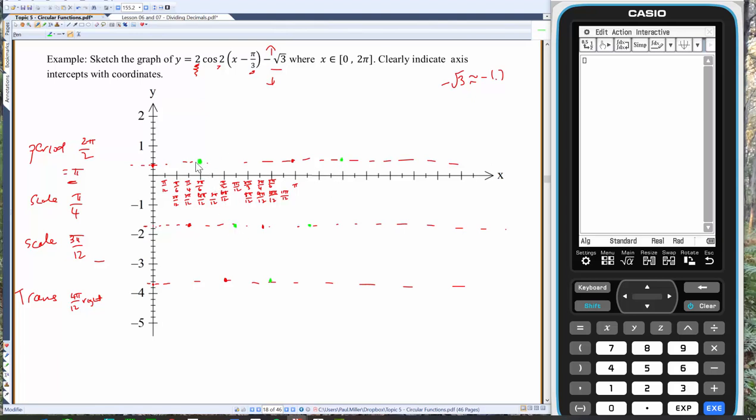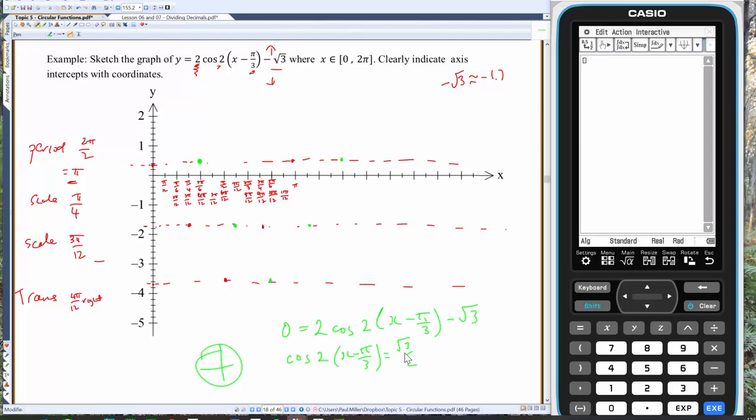We can see here that we're going to get some x-intercepts as well. And so to get the x-intercepts, what we're going to do is solve it and let y equal 0. I'm going to say 0 equals 2 cosine 2 times x take pi on 3, take away root 3. And that's going to be cosine 2 times x take pi on 3 equals root 3 on 2.